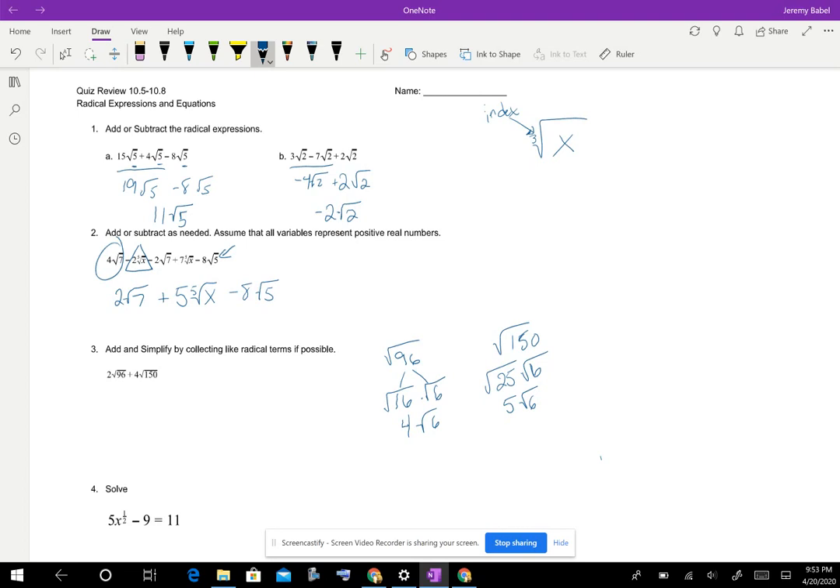All right, so let's go back. Replace the 96 with a 4 root 6. So we've got 2 times 4 square root of 6. And then plus 4, replace square root of 150 with 5 square root of 6. Now we'll multiply. 2 times 4 is 8, so 8 square root of 6. 4 times 5 is 20, so 20 square root of 6. And then keep going. There's root 6, root 6. We can combine them. 8 plus 20 is 28 square root of 6.